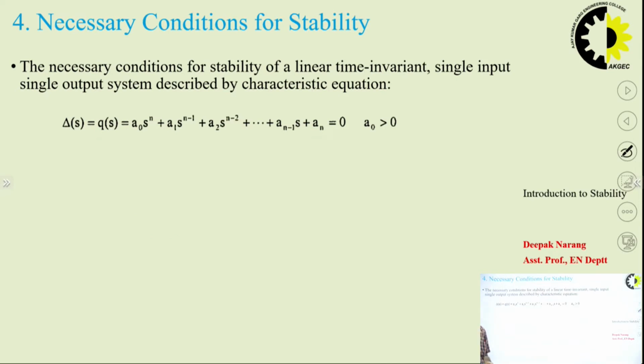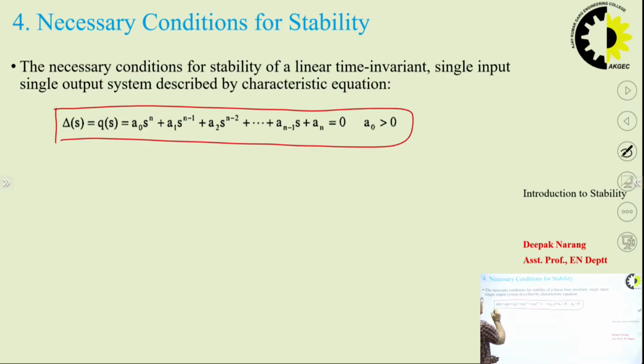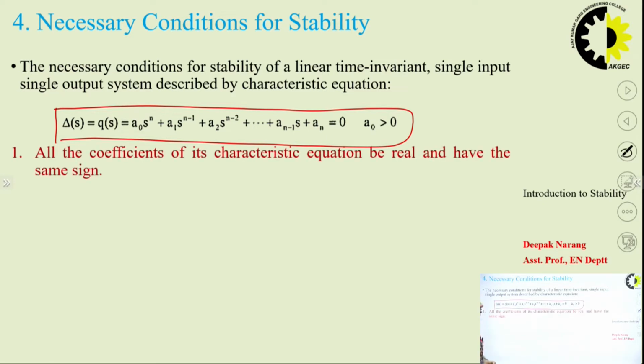So we can derive the necessary condition for stability, or we can say just by glancing over the characteristic equation, we can define the stability of the system. But it gives only a necessary condition. This necessary condition is not applicable to all systems. So for example, this characteristic equation is given. What are the necessary conditions for the system to be stable?